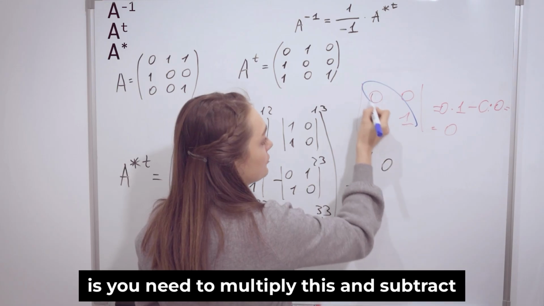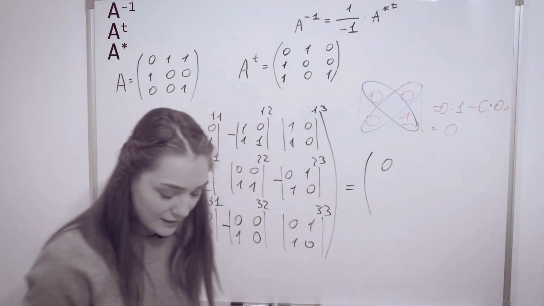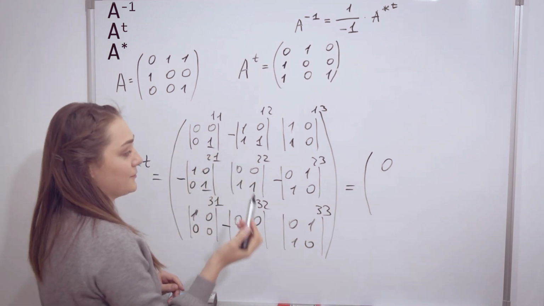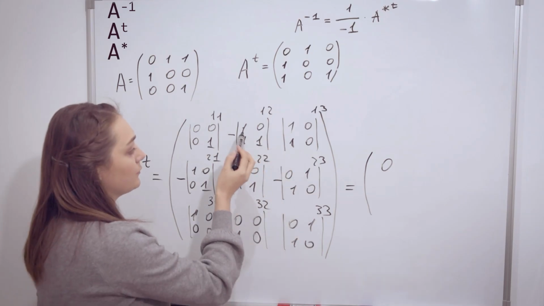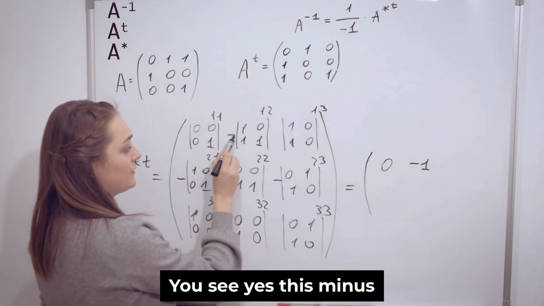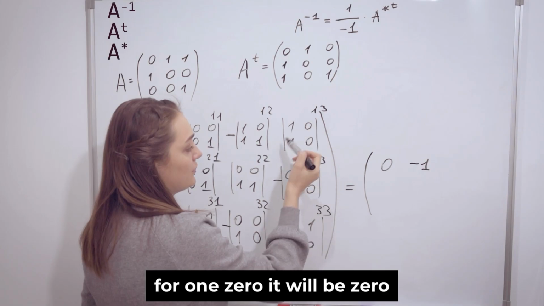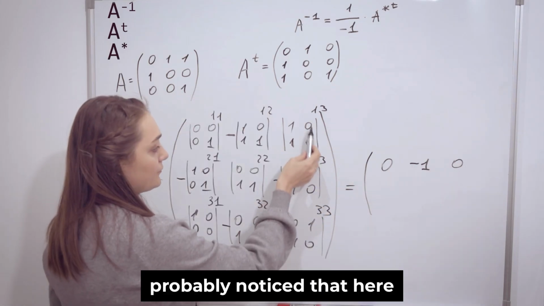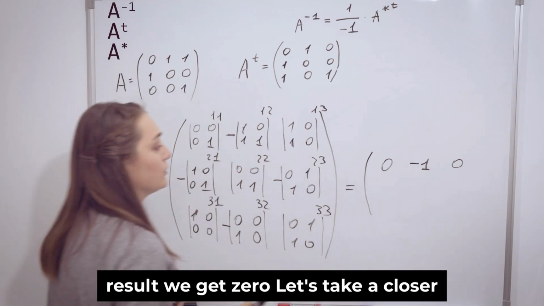That is, you need to multiply this and subtract that. So let's multiply 1 by 1. The minus will be 0, because 1 by 0 will be 0. It turns out to be minus 1 because we need to change the sign. You see, this minus. Now 1 by 0, 0, minus 0 by 1, 0. It will be 0. You have probably noticed that here the whole column is 0, and here the row. As a result, we get 0.